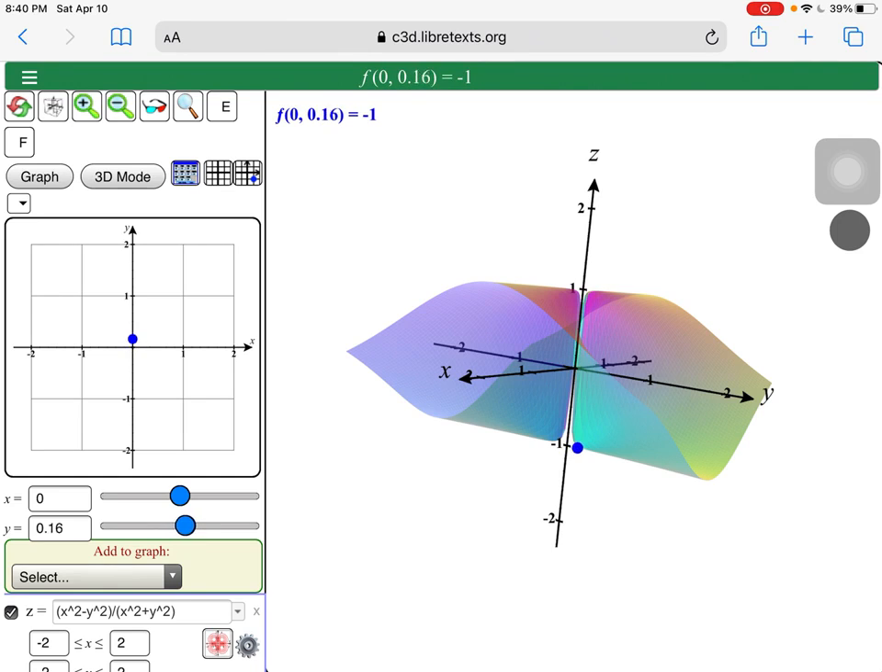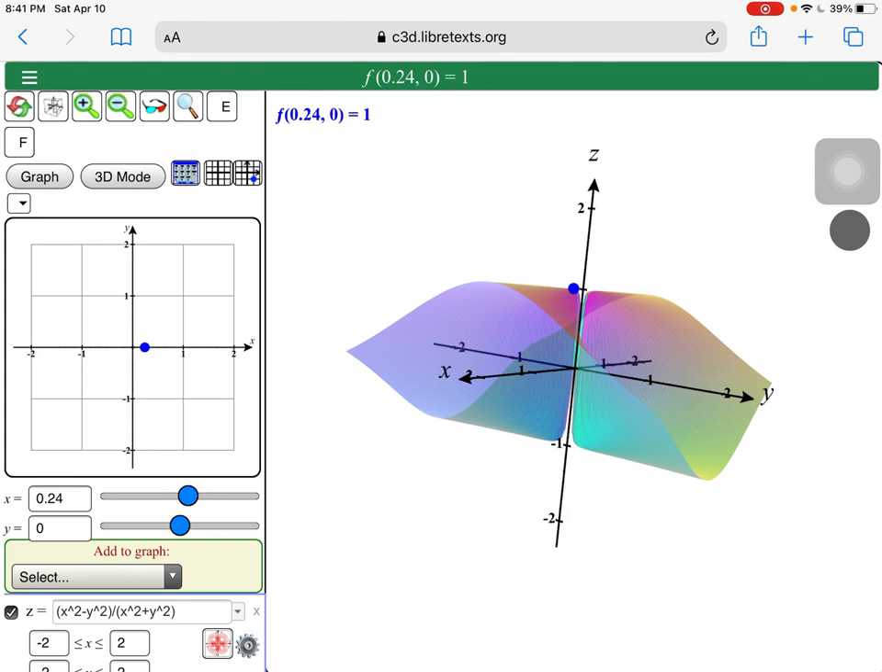But for all the other values, the function's values are correct. They are -1. So what are we seeing? We're seeing that if I approach the origin along the y-axis, from the top and bottom directions, the function's values are -1. However, if I approach the origin (0, 0) along the x-axis, it doesn't matter what direction I'm going in, the function's values are 1. So that tells me that I have an issue.